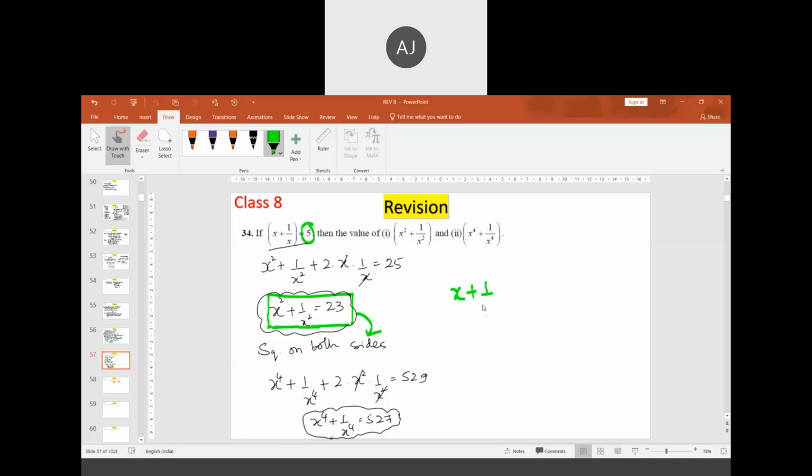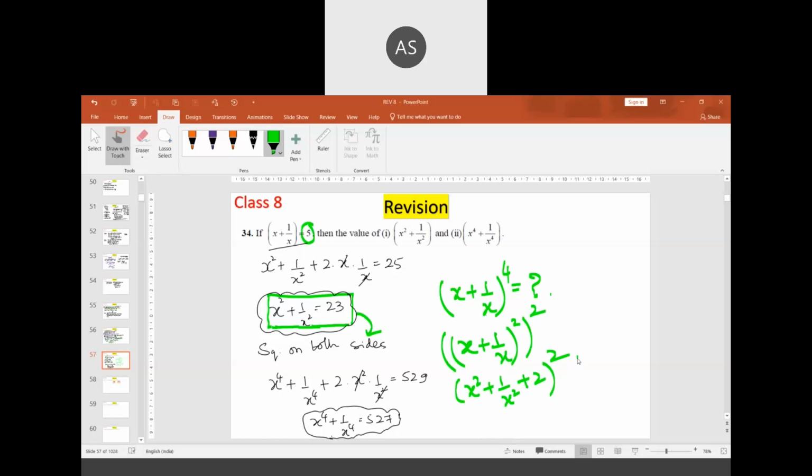We don't have this identity, sir. Do we know how to expand x plus 1 by x to the power 4? Yes, sir. We know that. No, sir. Please tell, yaar. I will tell. x plus 1 by x whole square. I knew that you would tell this. Now if you expand, this will be x square plus 1 by x square plus 2, whole square.